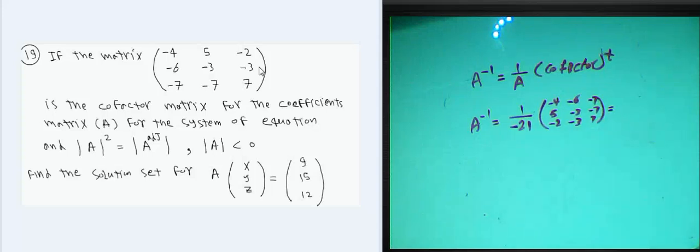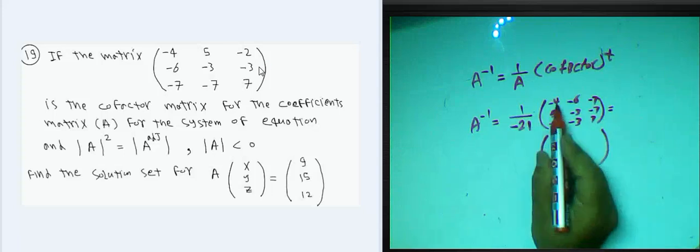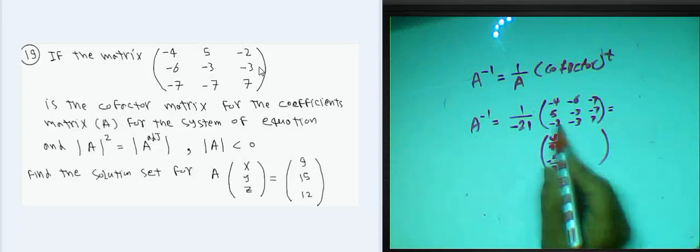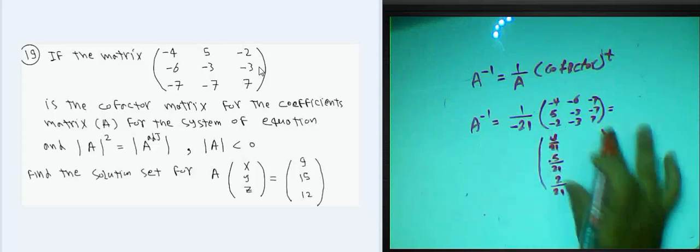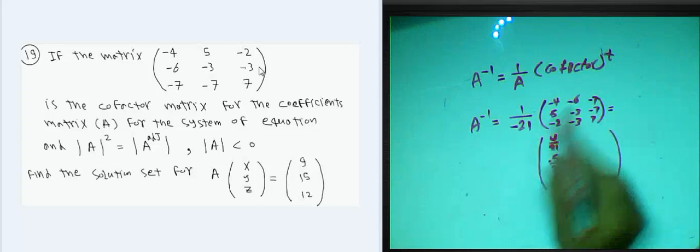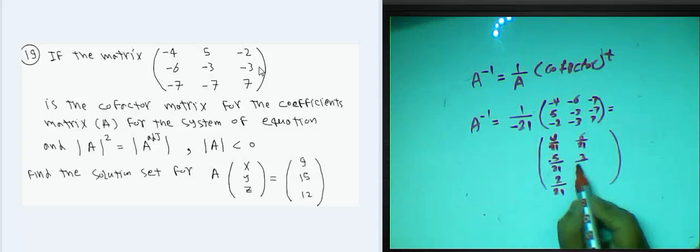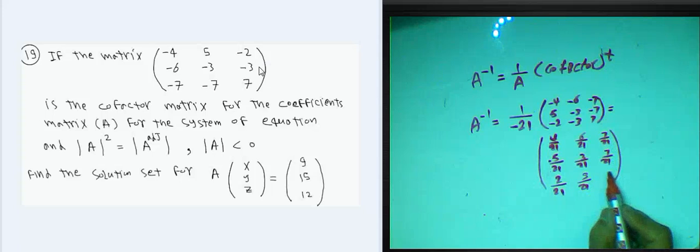We can write it in the simplest form. It will be what? Negative times negative equals positive. It will be 4 over 21 and 5 over 21, it will be -1 and 2 over 21 and 6 over 21 and 3 over 21 and 3 over 21, 7 over 21, 7 over 21, 7 over 21.